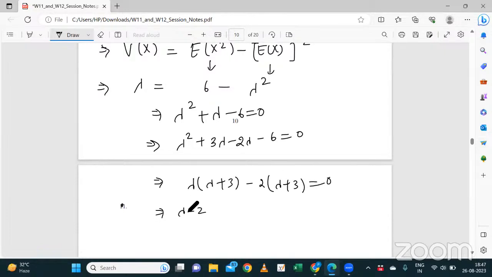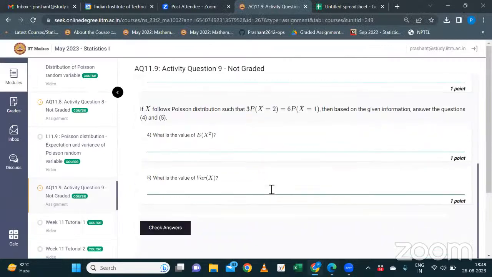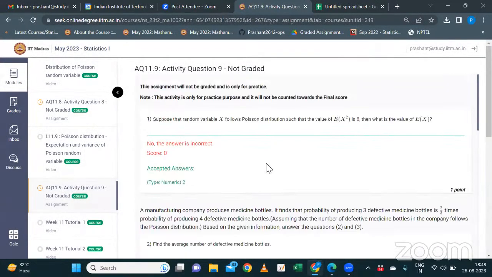So lambda plus 3 times lambda minus 2 equal to 0. Lambda will be 2 or minus 3, and we know lambda should be greater than 0 in case of Poisson distribution. So lambda will be 2. Correct answer is 2. Let me check. Yeah, so 2 is the answer. Is this clear now? Yes, sir.